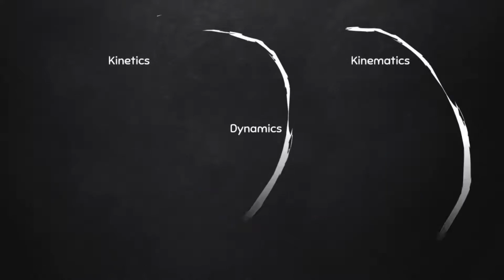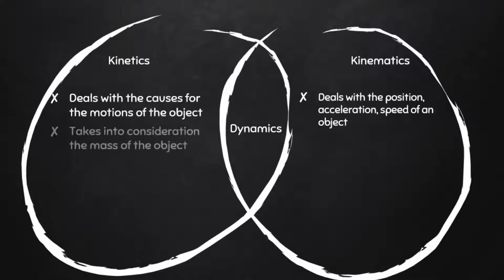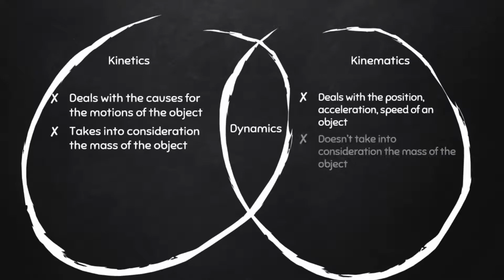Let us further differentiate the two branches of dynamics. Kinetics deals with the causes for the motion of objects, while kinematics deals with the position, acceleration, and speed of an object. Kinetics takes into consideration the mass of the object, while kinematics does not take into consideration its mass.